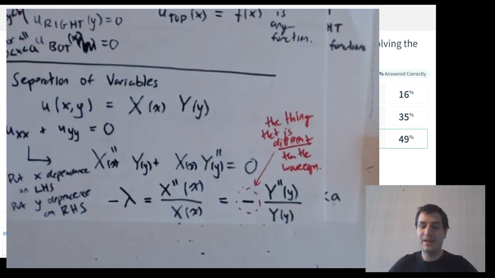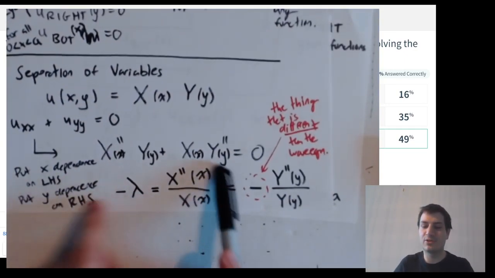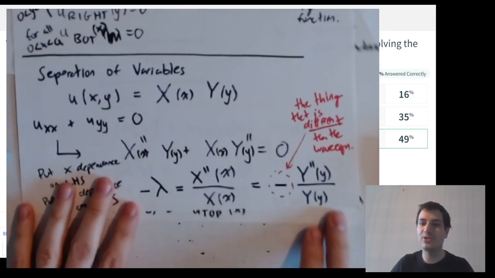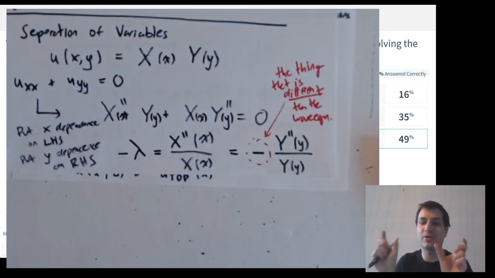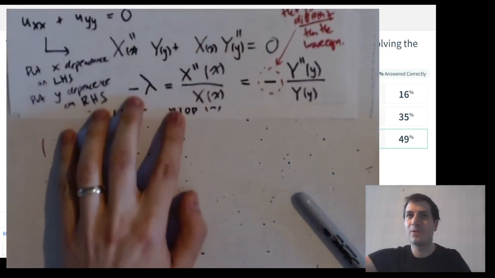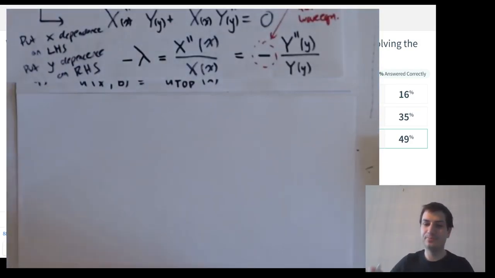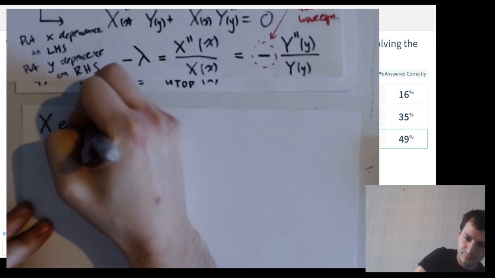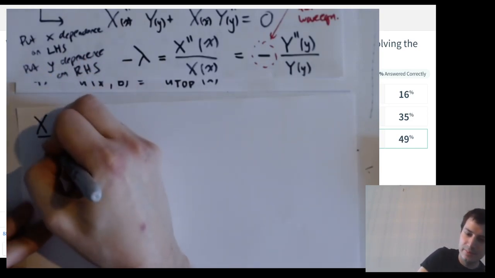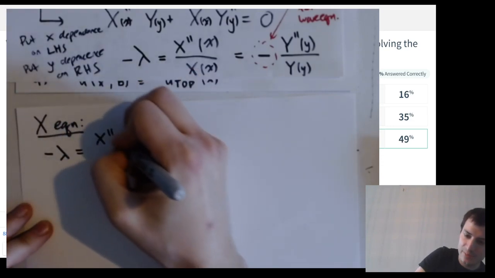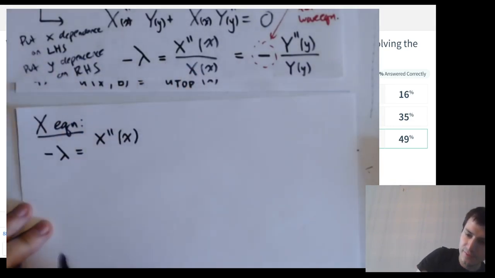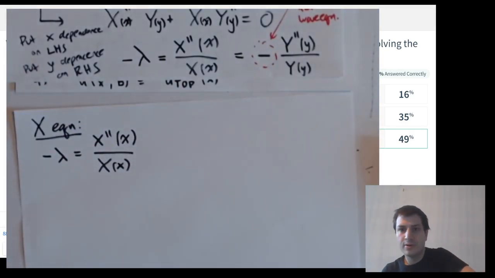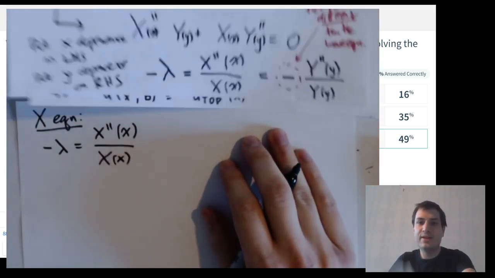So we called that minus lambda, and this gives us two equations. There's an equation for X and there's an equation for Y. And by solving those two equations, we're going to get the equations for the capital X and the capital Y separately. Okay, so here we go. So the X equation: minus lambda equals X double prime of X over X of X. That is the X equation. And I want to point out two things.